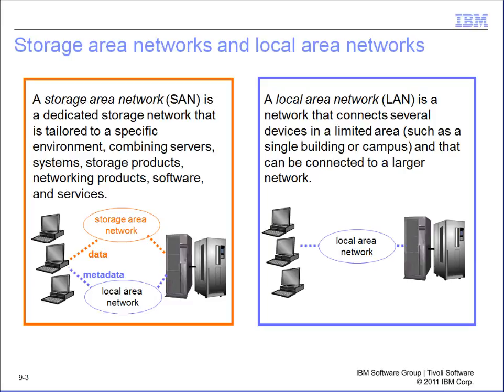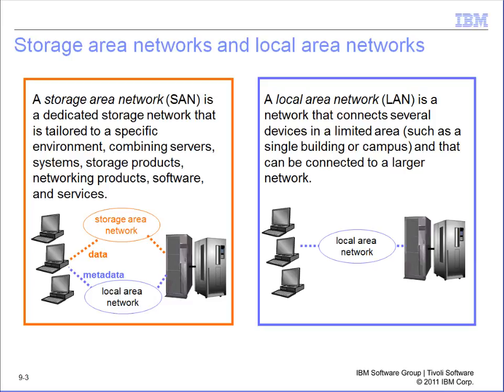Let's talk a little bit about networks. You can have a storage area network, which is a dedicated network just for backing up and restoring, archiving, and retrieving your client data. What happens is the actual data travels on the storage area network, and the metadata, everything about the backup, goes to the database via the local area network.